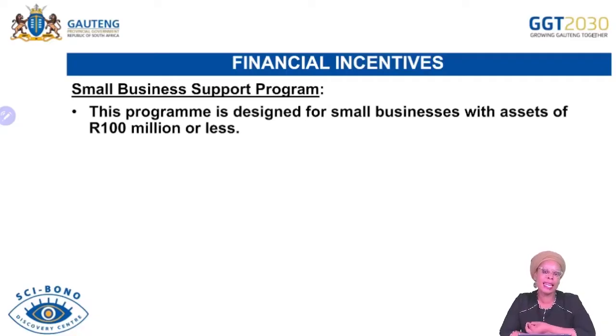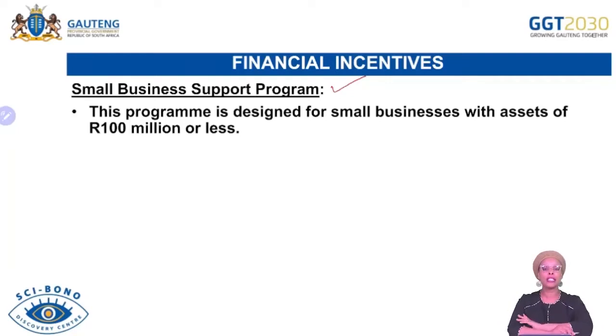If the question is an 8-mark question and, for example, you are asked to discuss briefly or explain briefly Small Business Support Program, then it means that you will have to write in full sentences. Where you are asked to discuss or to explain, and the question is an 8-mark question, it means that you need 4 full sentences, and make sure that you write in a point form. So let us start first by looking at the Small Business Support Program.